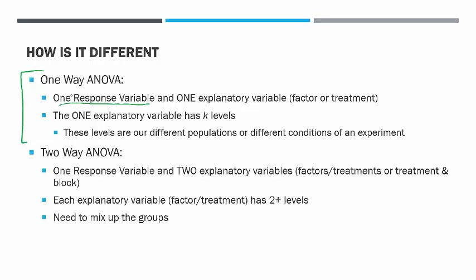response variable, specifically a quantitative response variable, and only one explanatory variable, often called a factor or a treatment. That one explanatory variable has several levels, and it's those levels that distinguish the different populations or conditions of an experiment and are what we believe lead to different mean values.